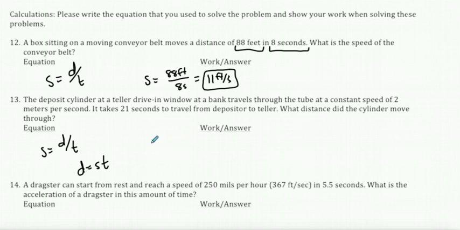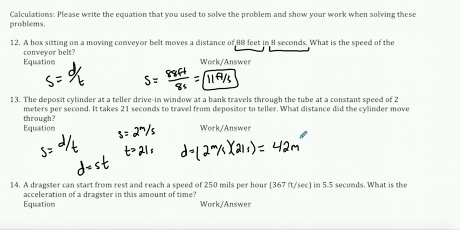So the speed is 2 meters per second, so maybe we're going to write those down as well, 2 meters per second, and our time is 21 seconds. So we just plug those into our equation here, 2 meters per second times 21 seconds, and we're going to get a nice answer of 42 meters. So that's how far that little cylinder moves to get from the depositor to the teller. And we want to look at some dimensional analysis here to make sure that we have the correct units. If we have meters per second times seconds, those are going to cancel out, right? Because this is in a denominator and that's in a numerator, so we have meters on the top.